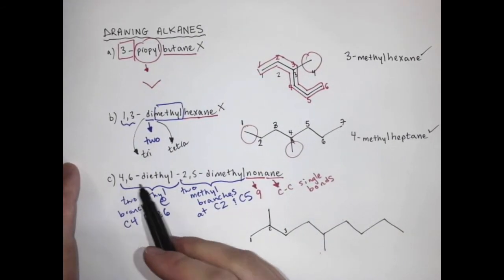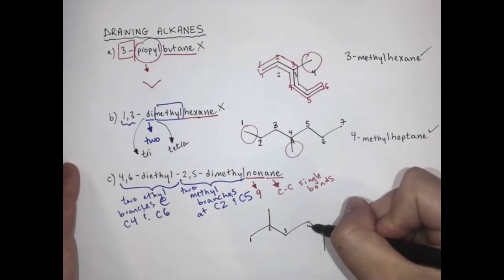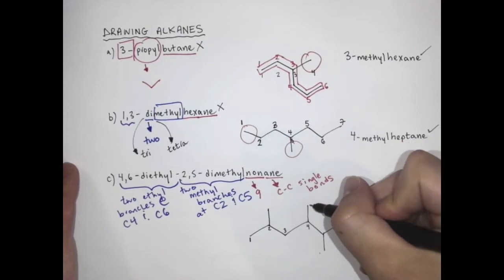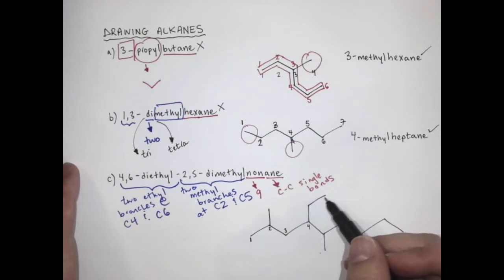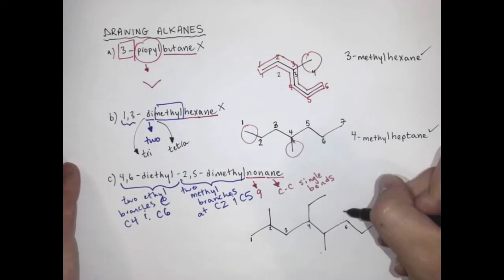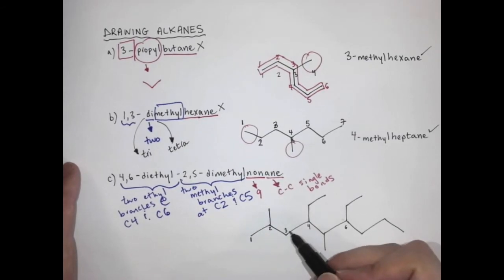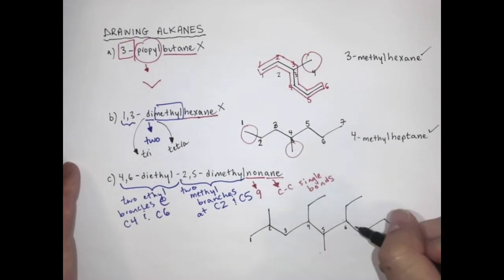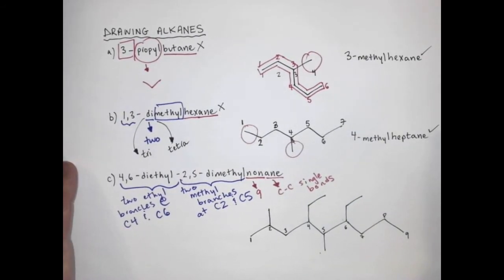At carbon 4, I have an ethyl group. So carbon 4 is right here. So there's my ethyl group. The ethyl group is going to have 2 carbons in the branch. And then at carbon 6, I also have an ethyl group. So 1, 2, 3, 4, this is carbon 5, 6, 7, 8, 9. There we go. And that looks like the correct structure.